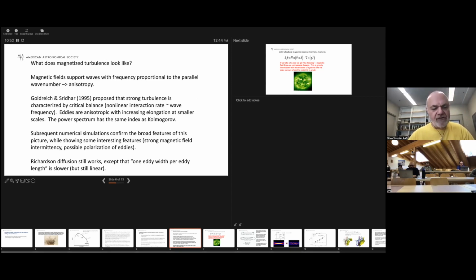So the analog to Richardson diffusion still works, except that the principle that trajectories separate by one eddy width as they go one eddy length means that since eddy lengths are now long, the process is quantitatively slower, but still linear in distance traveled.